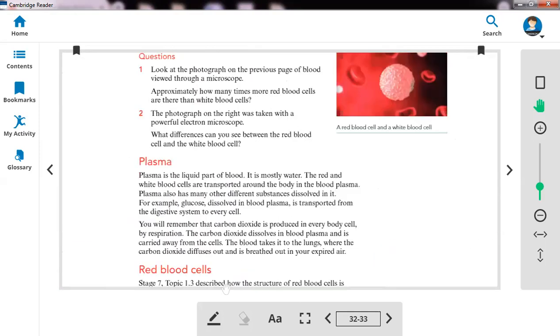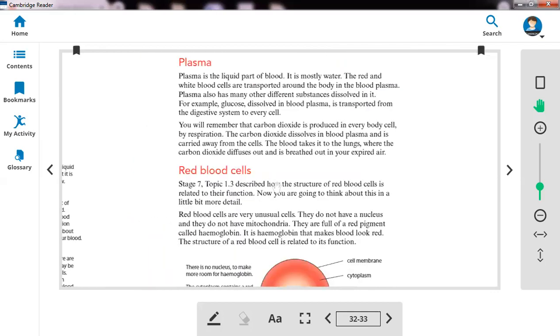Number one, plasma. Plasma is the liquid part of the blood and it contains mostly water. The red blood cells and white blood cells are transported around the body through the plasma. Plasma helps the red blood cells and white blood cells to move from one place to another place in our body. And plasma also has many other different substances dissolved in it.